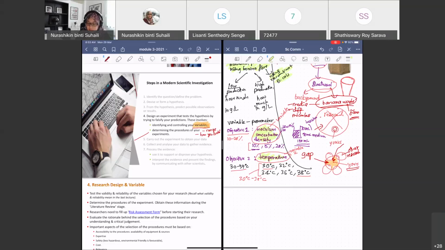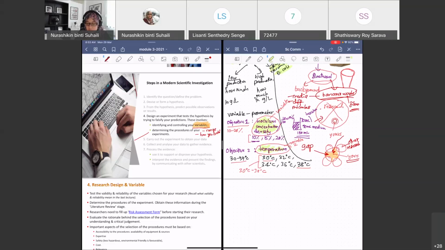Now the variables that we have chosen are inoculum concentration, and the range is from 10 to 20%, for example. The temperature is the second variable. The range is from 30 to 38. This is your plan. When you do research, you have to plan the range, you have to plan the variable. And from here, you can expect what kind of things that you want to do. So that will determine the procedure.